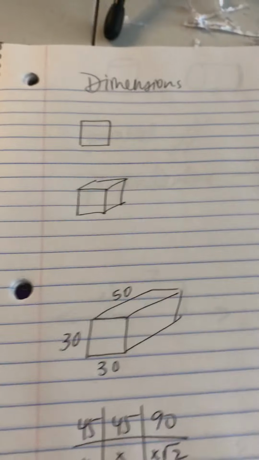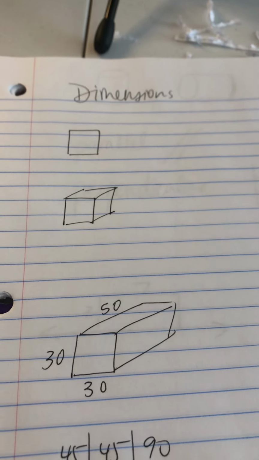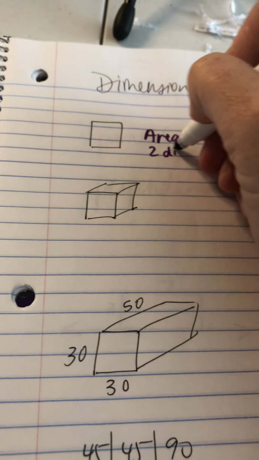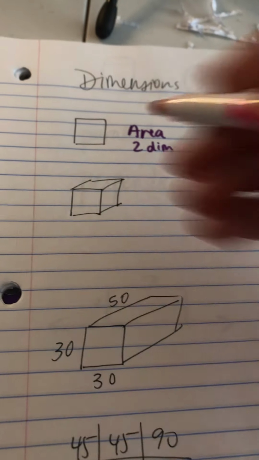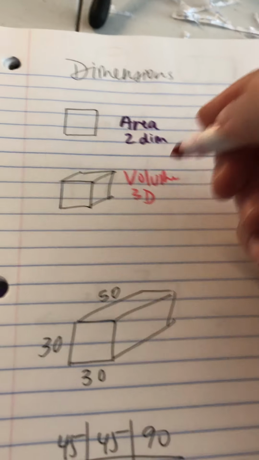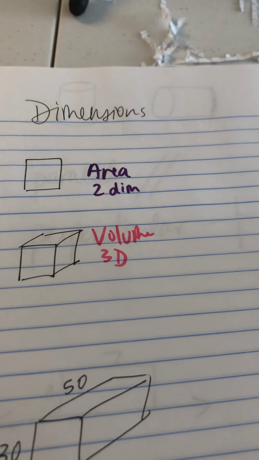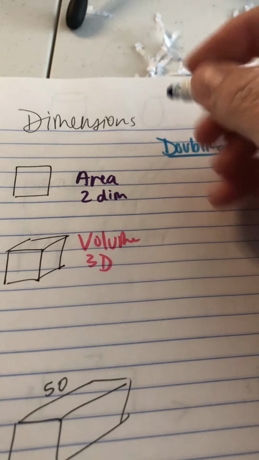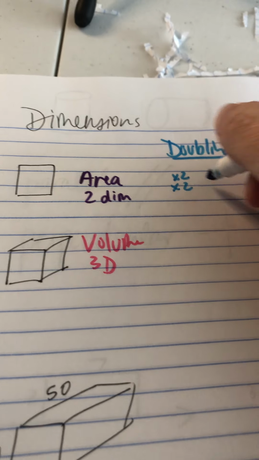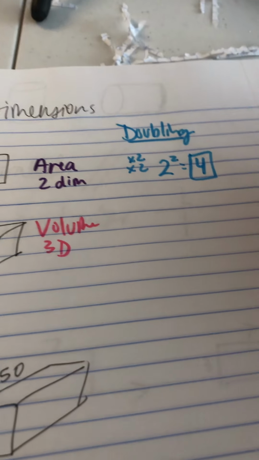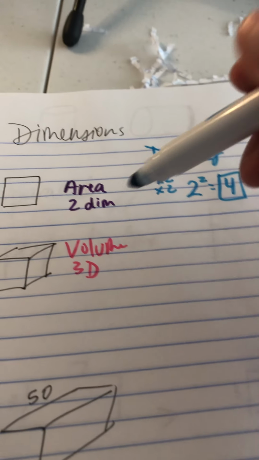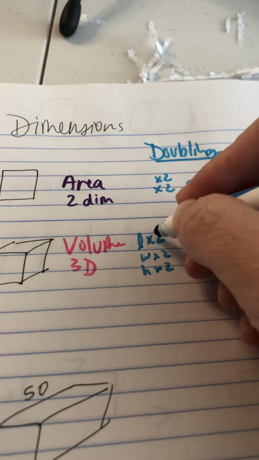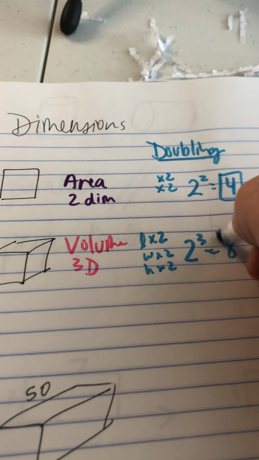Okay, moving on to the next one, which is dimensions. So dimensions is like when we talk about area. Area is two dimensions, like length times width. Volume is three dimensional, like length times width times height. So when they say I'm doubling the area, that means I have two dimensions that I'm timesing by two, or two squared, which means the resulting area would be times four. Same thing in the volume: I have three dimensions, so I'm timesing by two in the length, the width, and the height, right? Times two, or two cubed, which is eight.